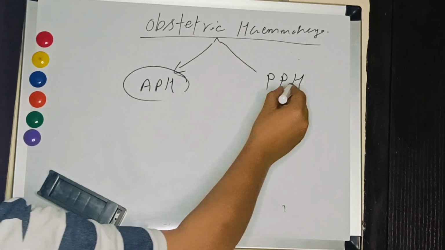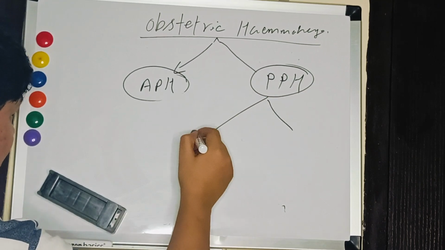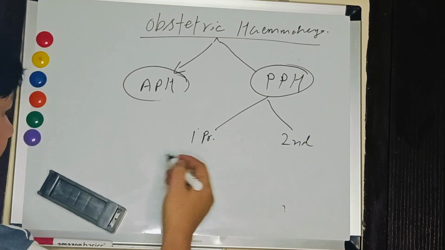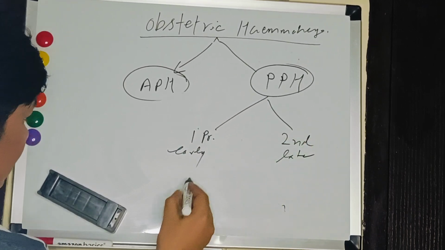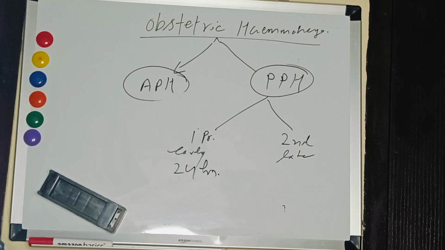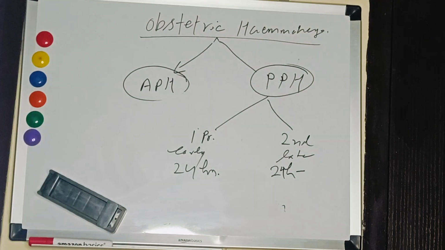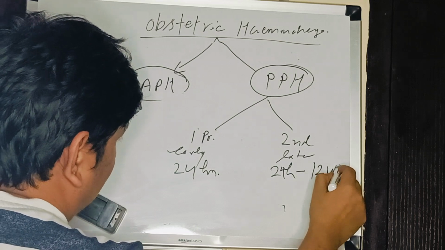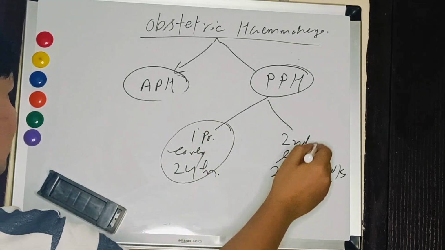Now, what is postpartum hemorrhage? It is divided into two parts: primary and secondary. Primary, or early PPH, is bleeding per vagina occurring within 24 hours after delivery. Secondary PPH, or late PPH, is defined as bleeding per vagina occurring after 24 hours up to 12 weeks post delivery.